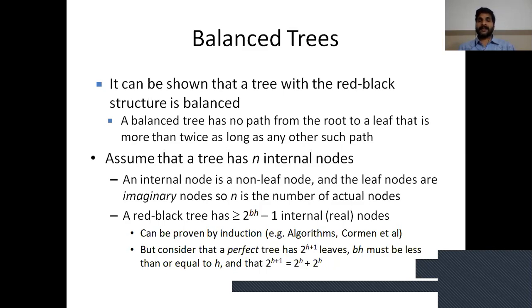So a red-black tree has n greater than or equal to 2 to the power bh minus 1 internal, real nodes. Suppose that only one node is contained. That one node is the root node, and the color of this node is black. The height is equal to 0. So the total number of internal nodes is greater than or equal to 2 to the power 0 minus 1, so the number of internal nodes is 0. The condition is satisfied.